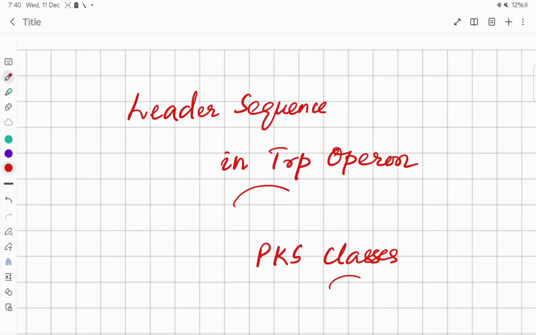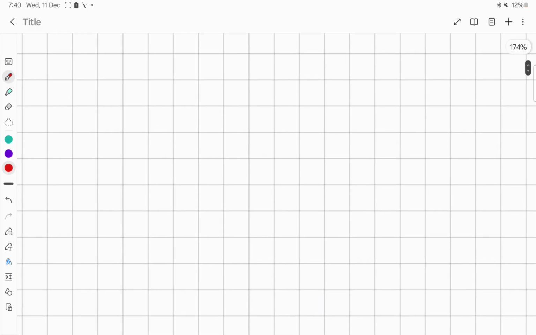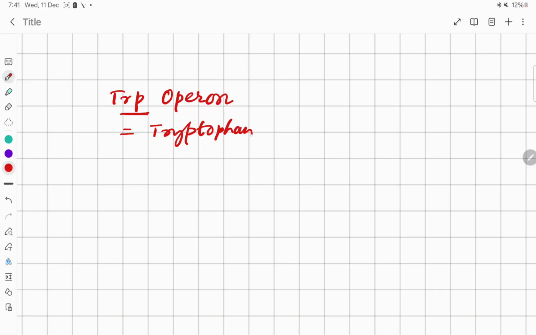Today we are going to study about the leader sequence in TRP operon. So as you know, the operon is a group of functionally related structural genes in prokaryotes. So when we say TRP operon, TRP stands for tryptophan, and we know tryptophan is an amino acid, and tryptophan synthesis is done by this operon.